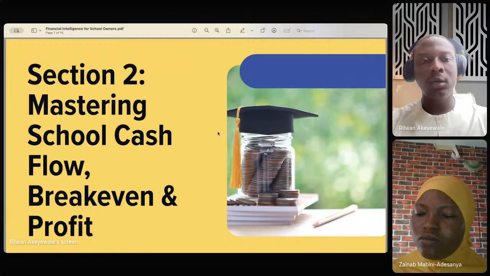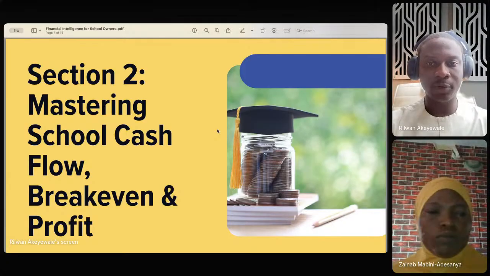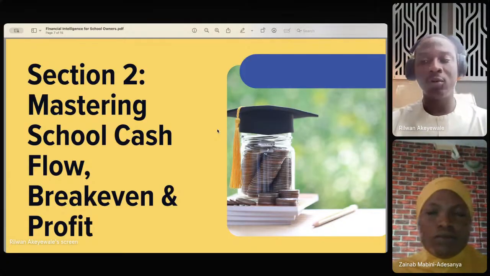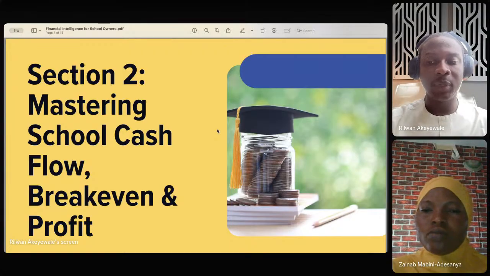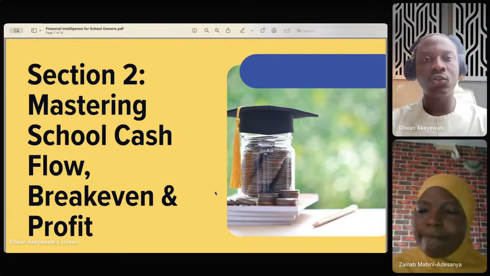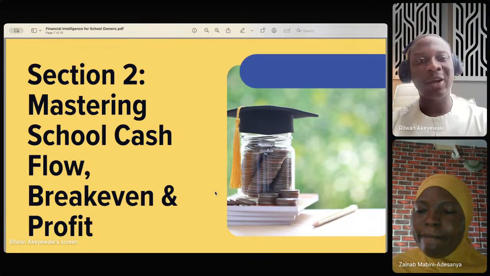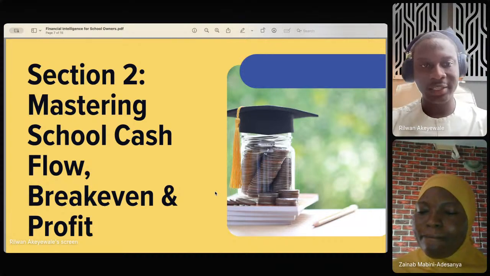The second section is how to master your school cash flow, break even, and profits. A lot of people run school businesses, or even any business for that matter, and they are not making profits, but they are not aware that they are not profitable. So you need to factor in your profit from the beginning. You need to monitor your cash flow.